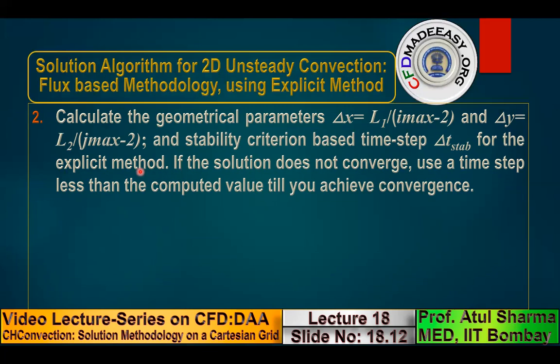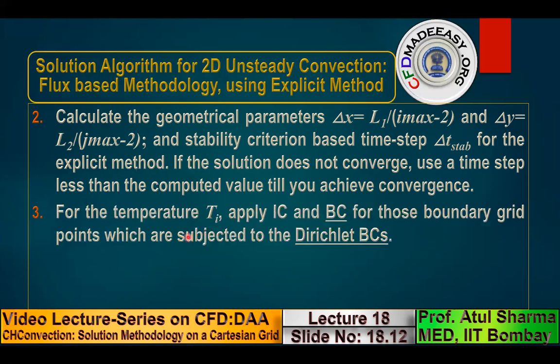However, I had also mentioned in my previous lecture that the delta T that you obtain for convection is not guaranteed to converge. So you take the minimum of the two delta T, and if the solution does not converge, use a time step less than the computed value till you achieve convergence. So here you have to use trial and error if the delta T value which you obtain from the stability criteria does not work. For the temperature, apply the initial condition and boundary condition for those grid points which are subjected to the Dirichlet boundary condition.